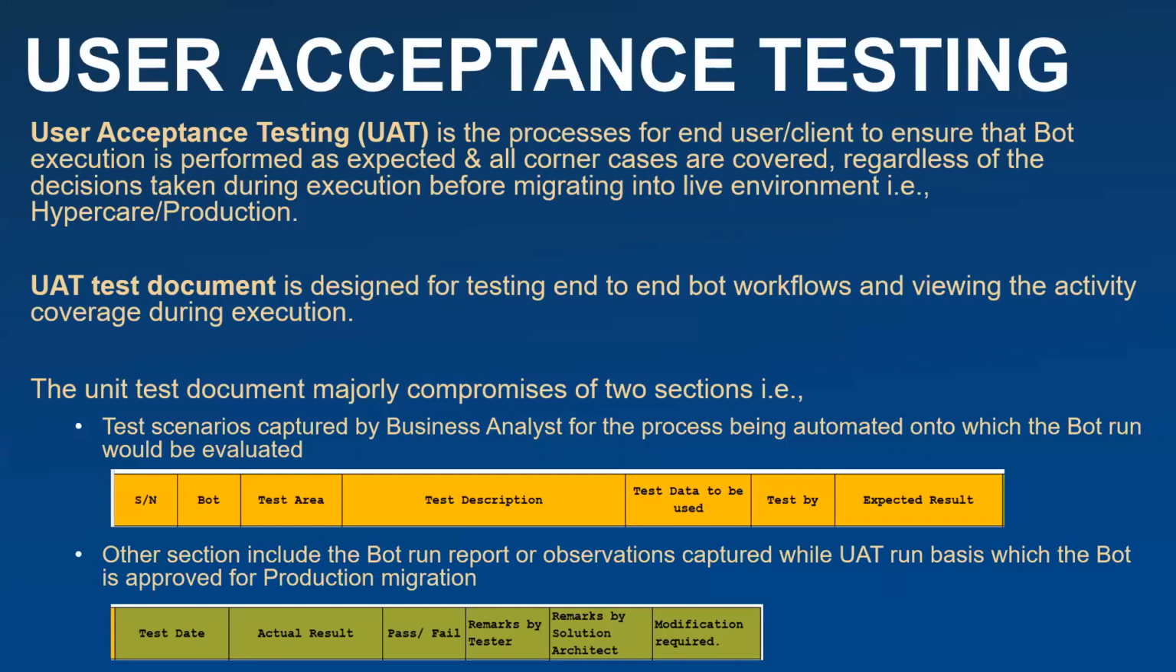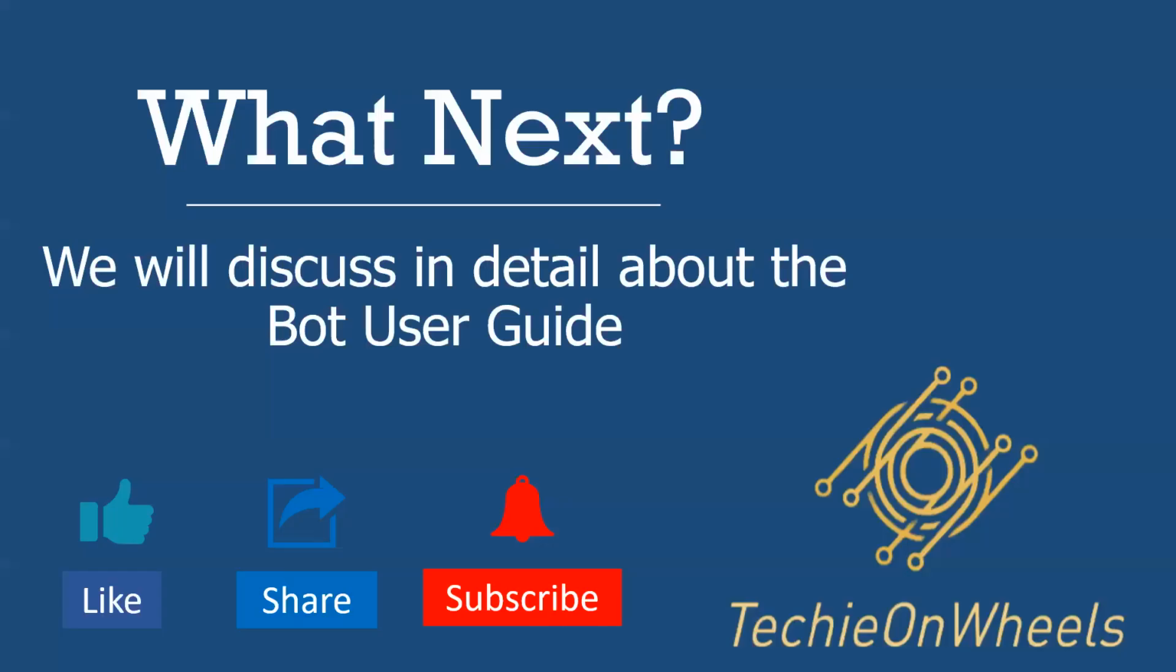So I hope it would have covered all your doubts, and now you would have a somewhat clear idea of what UAT is and how to do it. So what next? In the next video, we'll discuss in detail the bot user guide alongside understanding the document and the fields around it.